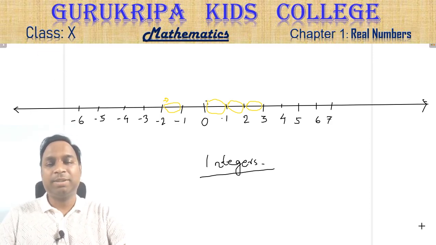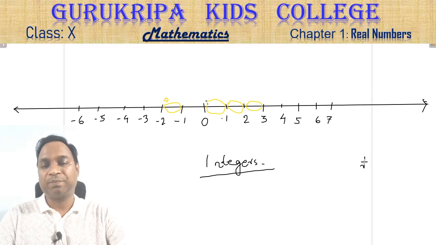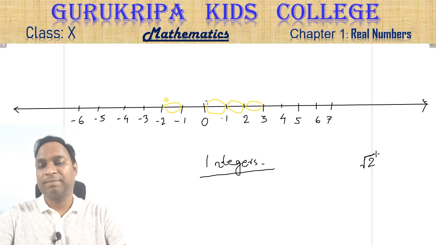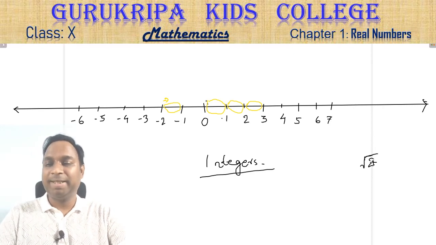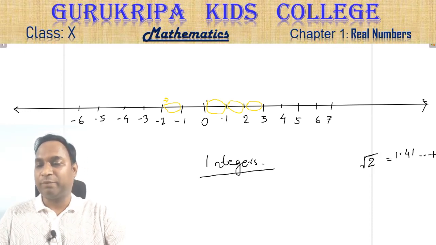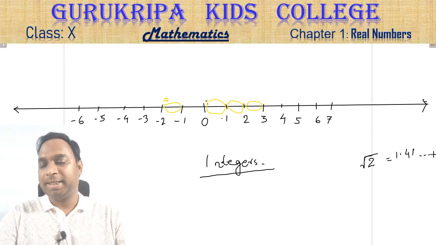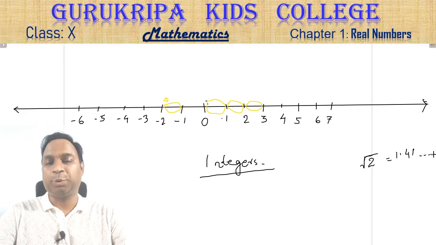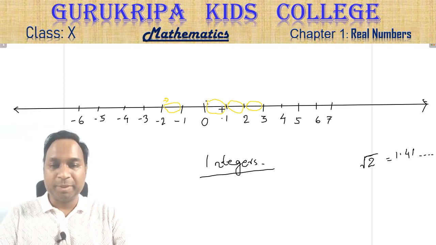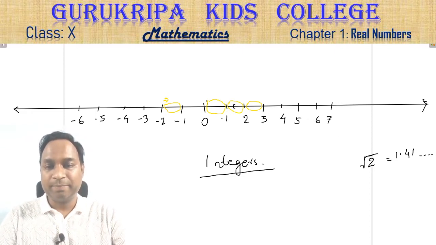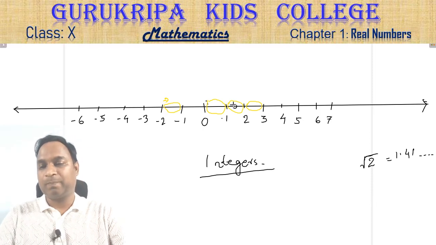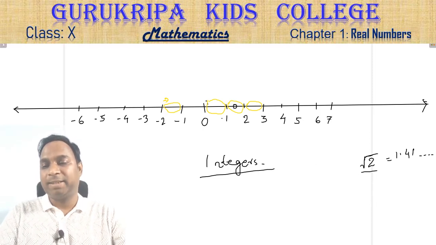Then have you heard about this number, square root of 2? Where does this number lie? It is equal to 1.41. Okay, I'll not write beyond that. There are digits beyond 1.41 also, but let's stop till there. 1.41 and something. That is square root 2. So it is somewhere between 1 and 2. Somewhere over here.